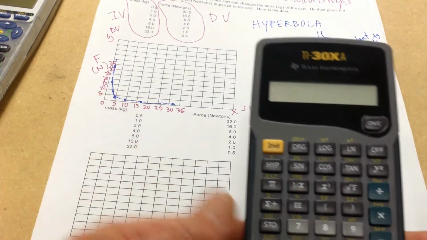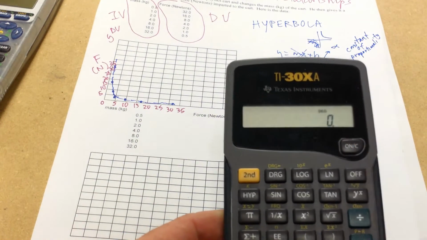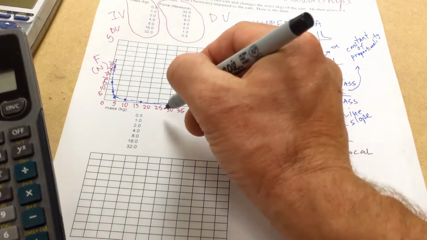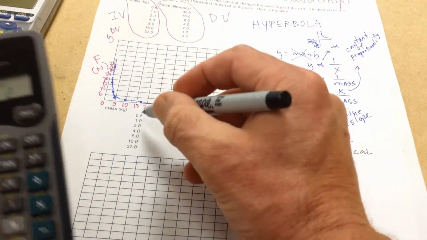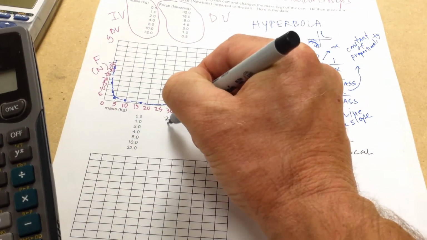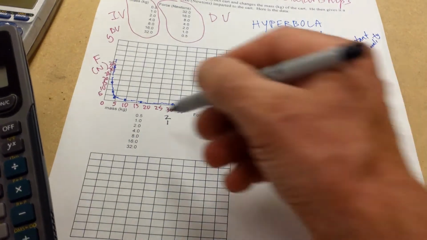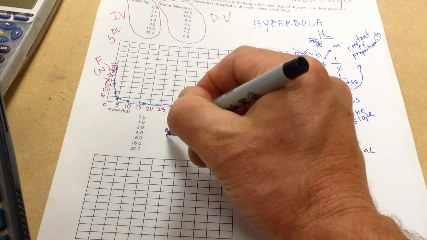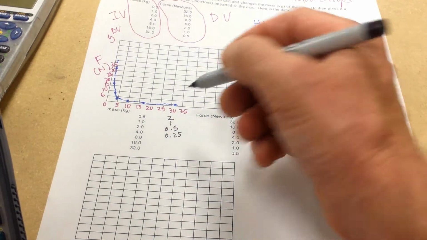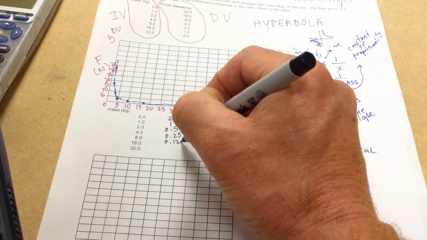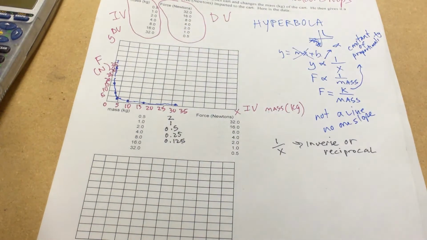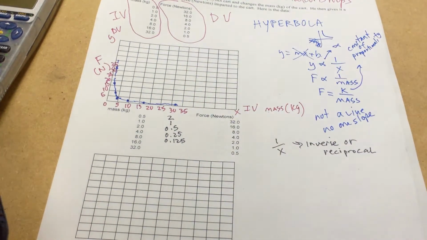So you would take 0.5, and then you would hit the reciprocal key. And so this first one is 2. The reciprocal of 1 is 1. The reciprocal of 2 is 0.5. The reciprocal of 4 is 0.25. The reciprocal of 8 is 0.125. We probably don't need to do all the points here, but those are the first 5 points.